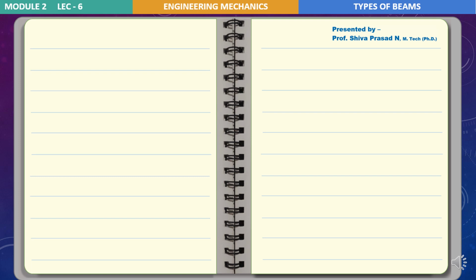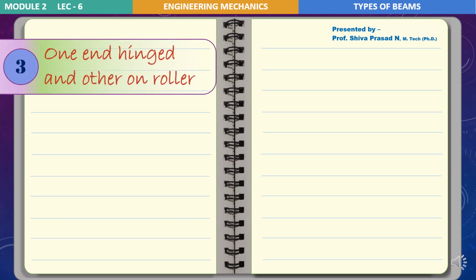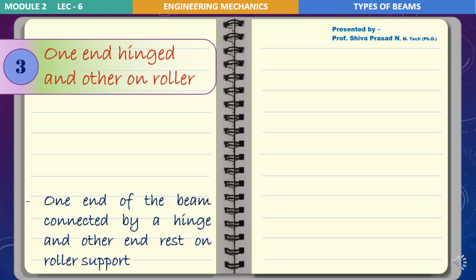Moving on with the third type of beam, that is one end hinged and other end on roller. So how to define this? One end of the beam connected by a hinge and other end rests on a roller support. That's what is this third type. As I told you before, these types of beams are named after their supports, that is the way they are supported. So let's try to draw a sketch for this.